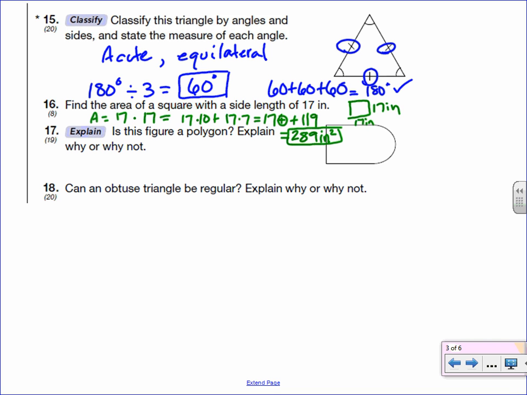Number 17 asks, is this figure a polygon? Why or why not? A polygon has to be a closed figure, which this one is. It needs to be two-dimensional, which this one is. And it also needs to have straight sides. So, no, because it has a curved side. Polygons need to have straight sides.